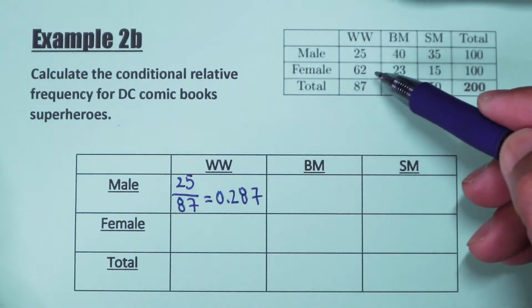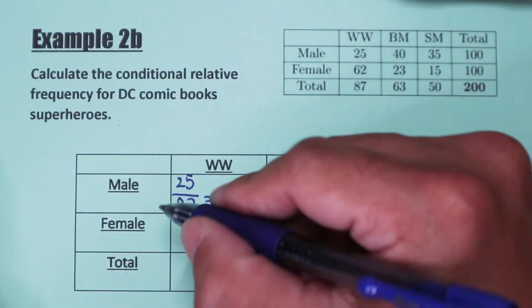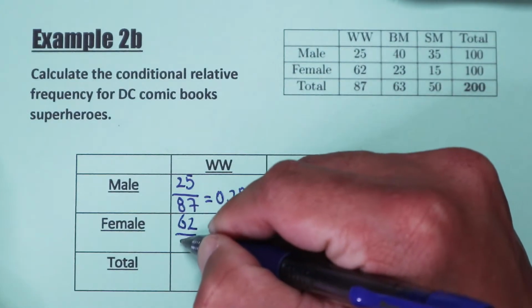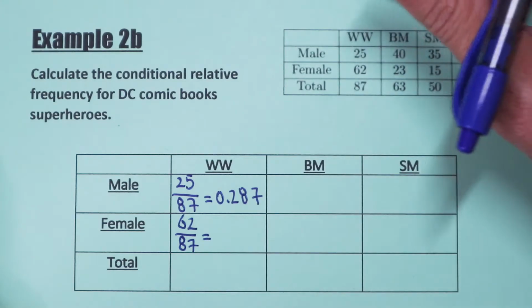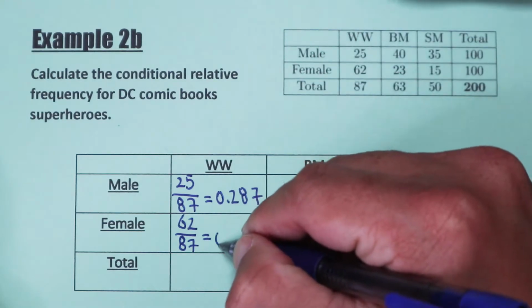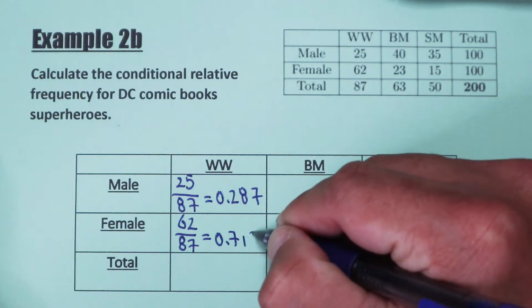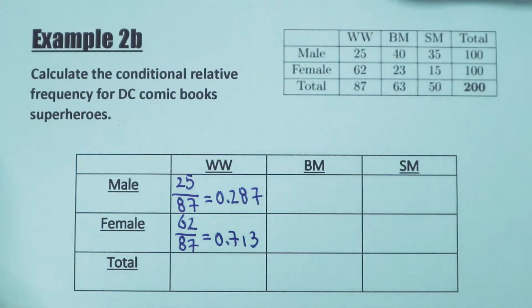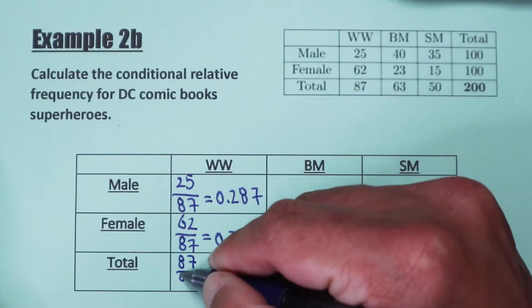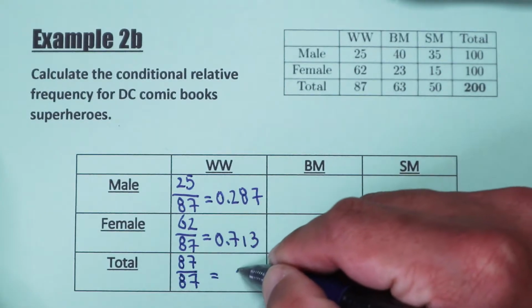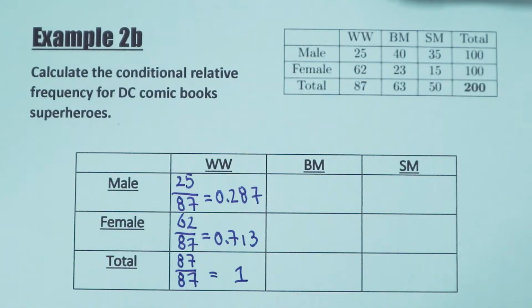Okay, let's move on to the female. So there are 62 female who likes Wonder Woman. So you do 62 divided by 87, and again we're going to use a calculator and find out the percentage, which is 0.713 or 71.3%. Well, the total is, well, there are 87 people who likes Wonder Woman over 87 people who likes Wonder Woman, which is just 1 at the bottom.